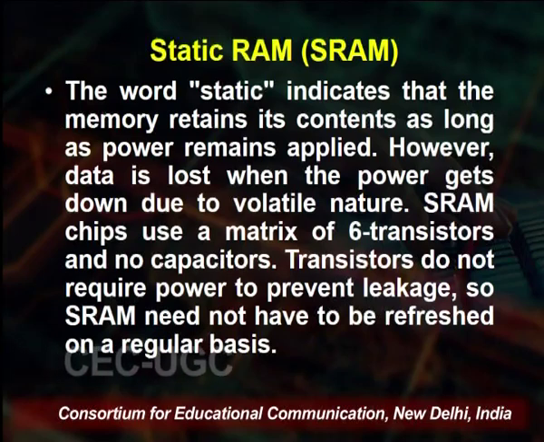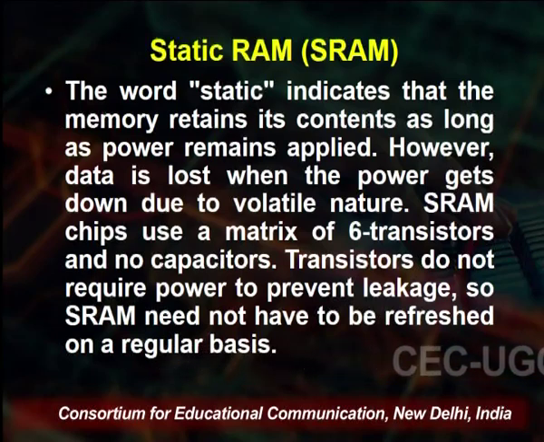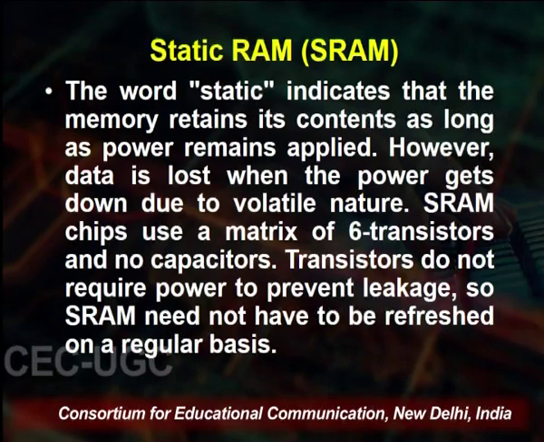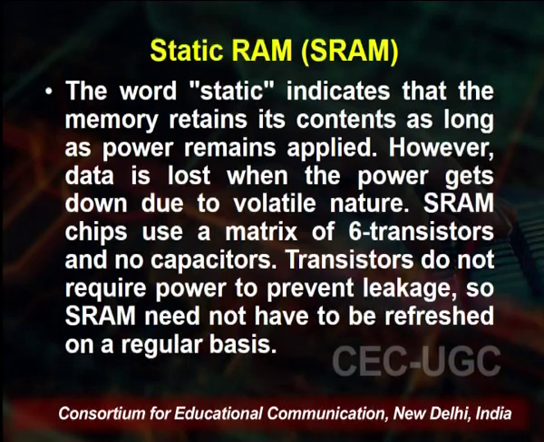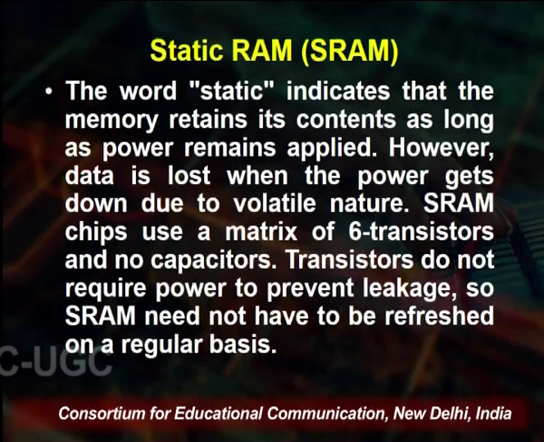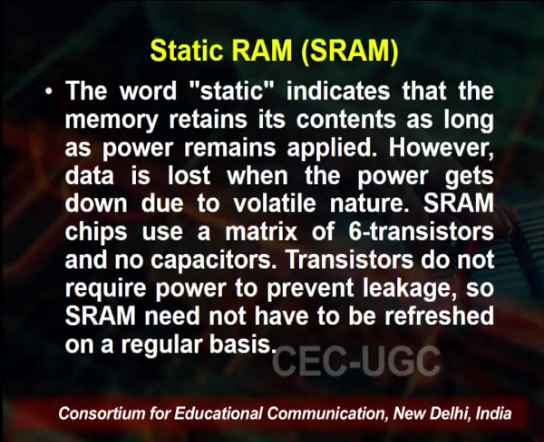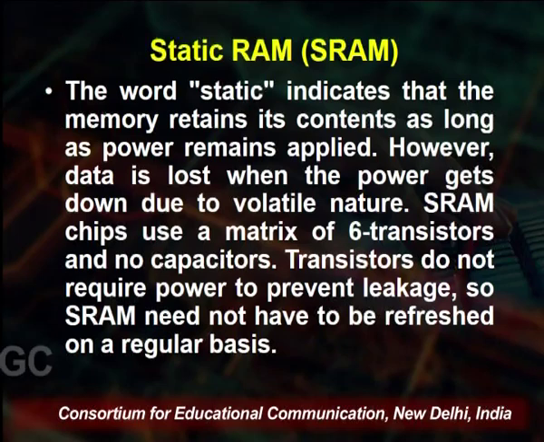What is static RAM? SRAM memory retains its content as long as the power remains applied. However, data is lost when the power goes down due to its volatile nature. An SRAM chip uses a matrix of 6 transistors and no capacitor. This device is made of transistors, and these transistors do not require power to prevent leakage. So, SRAM does not have to be refreshed on a regular basis. Because of the extra space in the matrix, SRAM uses more chips than DRAM for the same amount of storage space. So, SRAM uses more chips as compared to dynamic random access memory, making the manufacturing cost higher in the case of static random access memory.